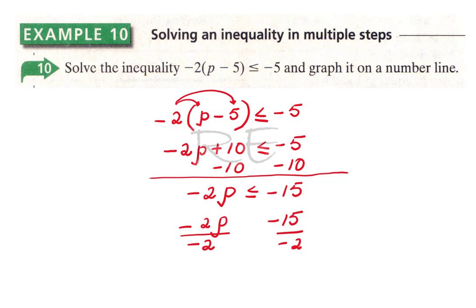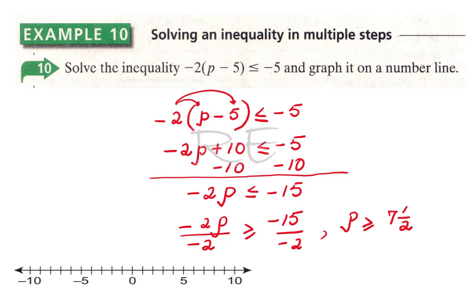So p therefore becomes greater than or equal to 15 over 2, which is 7.5. So greater than or equal to 7.5. On the number line, we will pick a point between 7 and 8, the circle will be filled, and we take all the values to the right of 7.5.